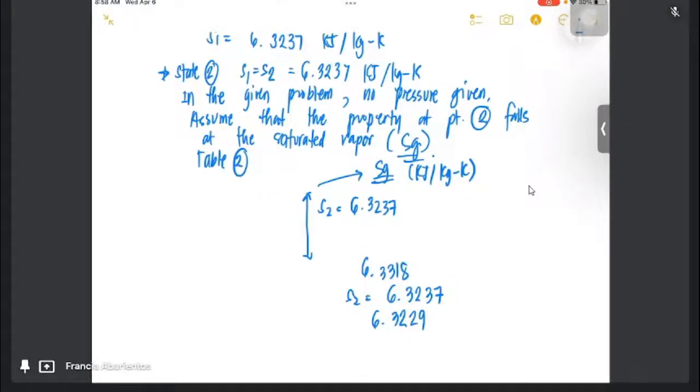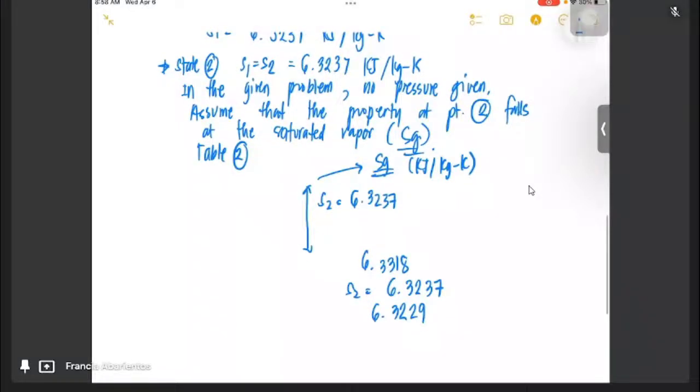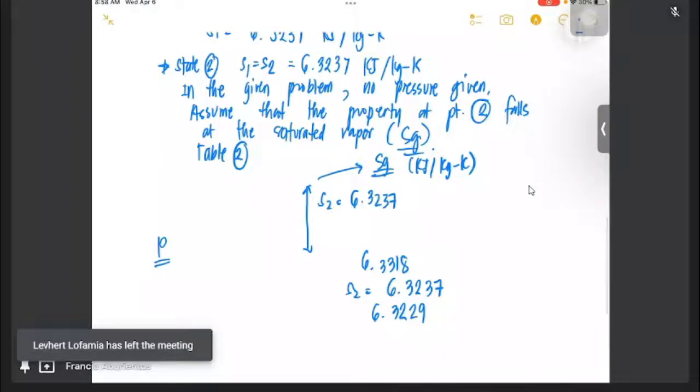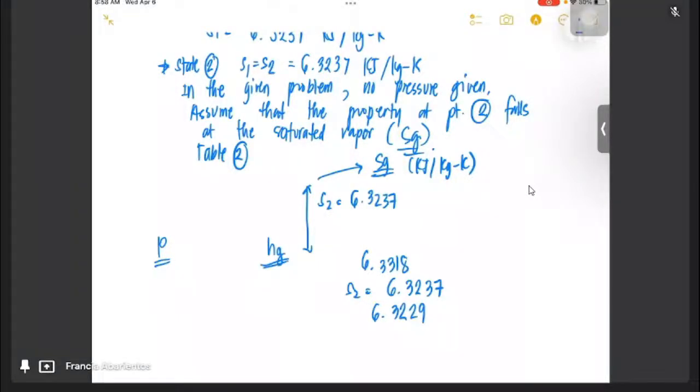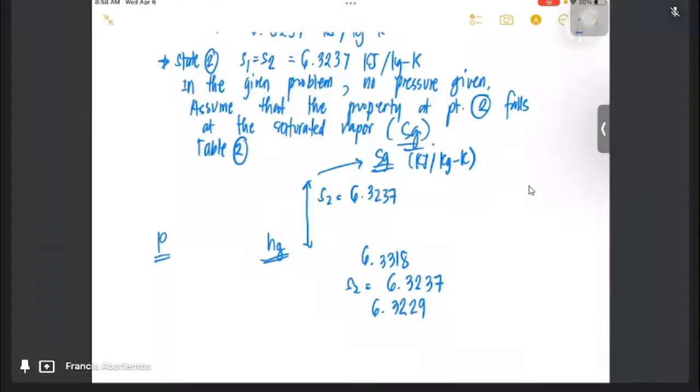Class, nakikinig ba kayo sa akin? Interpolate po. Okay, thank you. So, we need now to interpolate. Anong hahanapin natin dito? We will find the pressure in the HG, kasi knowing that saturated vapor yung property natin. Okay? So, kunin natin lahat.